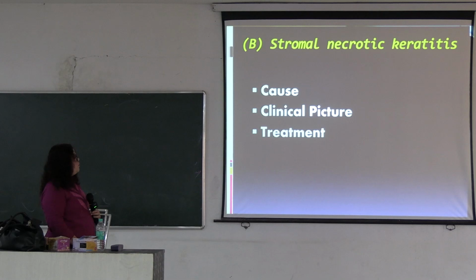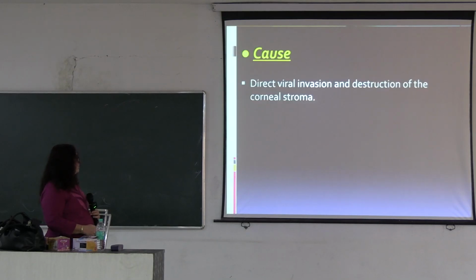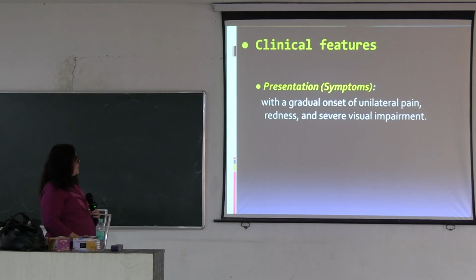Then the second one is stromal keratitis; that was the epithelial involvement, and this one is the stromal involvement. It may also be discussed under these 3 headings: cause, clinical features and treatment. So, cause: it is caused by the virus and it destroys the deeper layer of the cornea. Then clinical features: it is gradual in onset and it may be unilateral, with redness and severe pain.